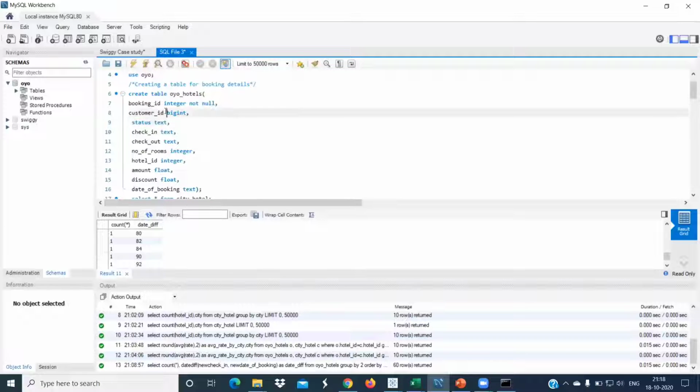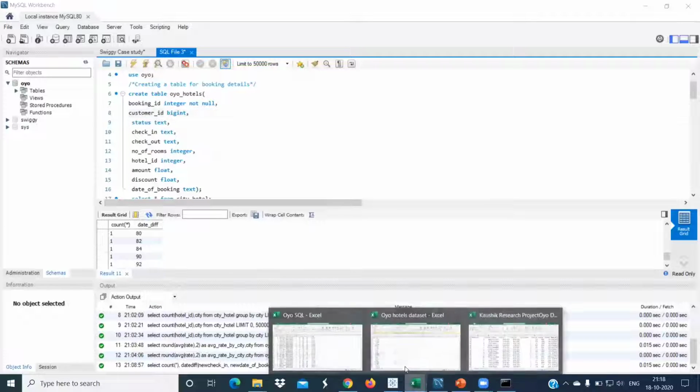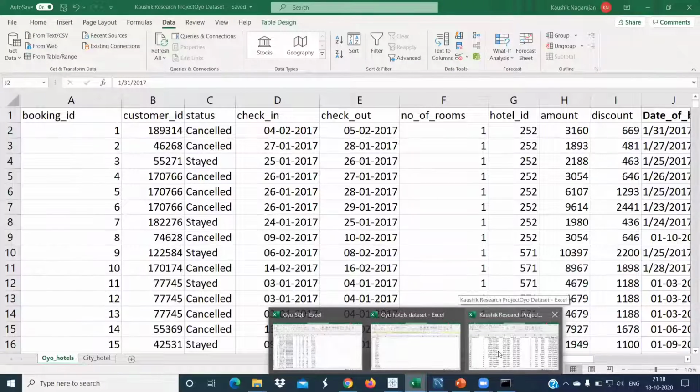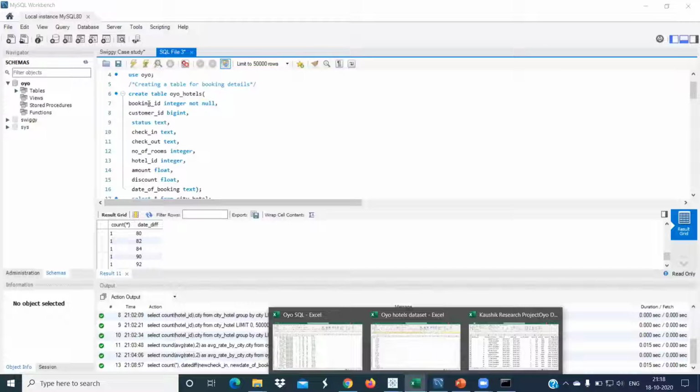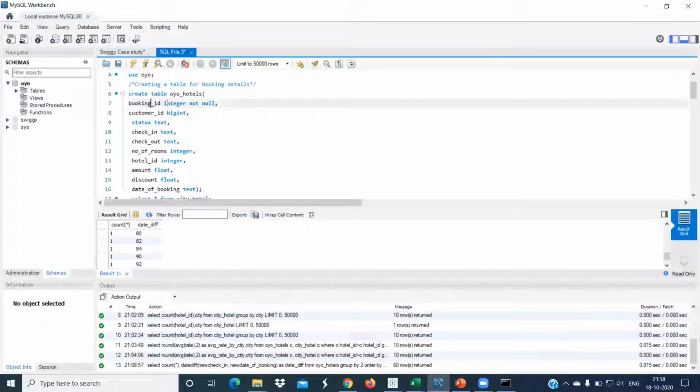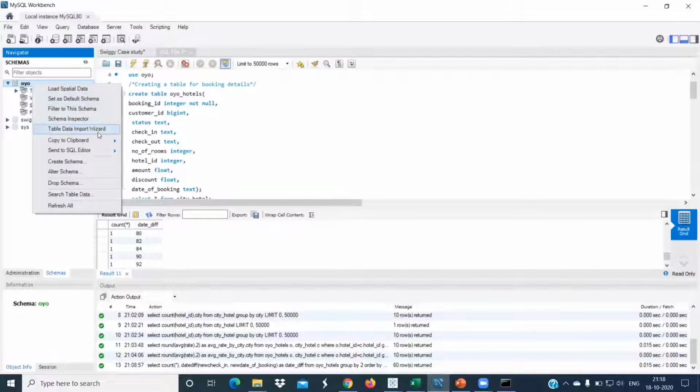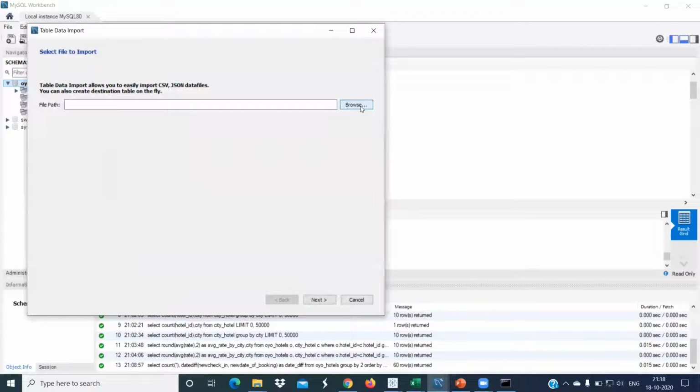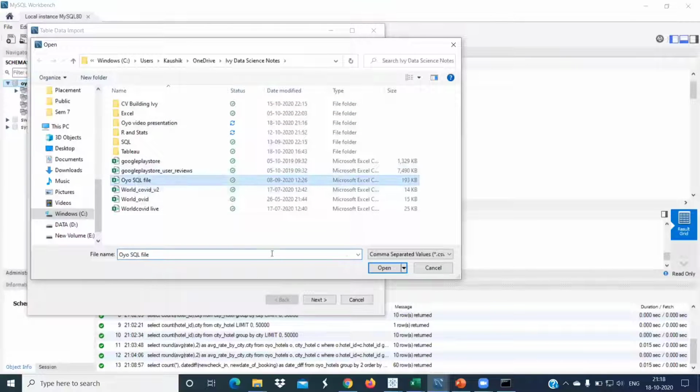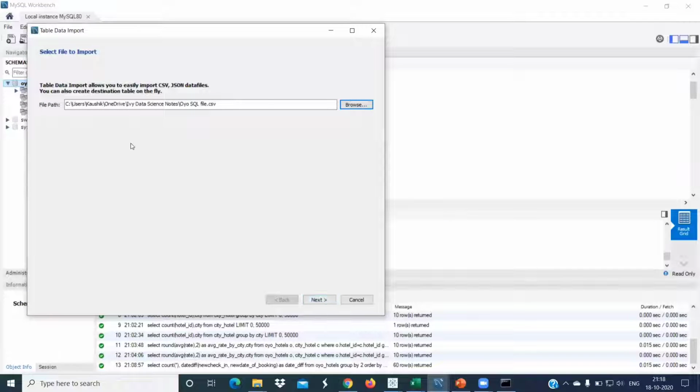The attributes should exactly match as given in the Excel sheet, that is the data set. The booking ID here consisted of a hyphen, so here also it should be exactly the same, and you should set the appropriate data types for all the attributes. The other method is the table data import wizard, which is given directly here. Just click on the file by the path and you can import it directly, checking the data types for all the attributes.